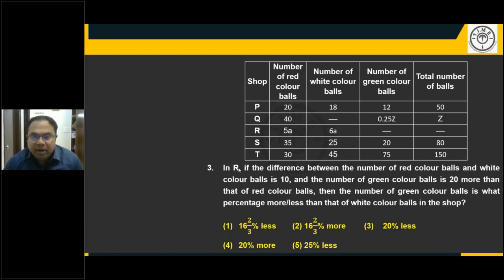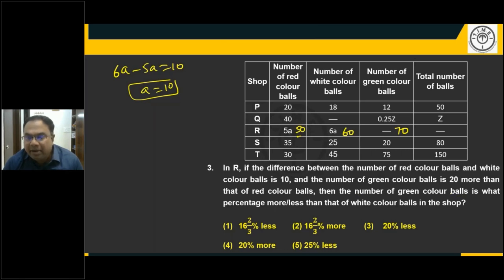Fine. In R, the difference between number of red color balls and white color balls is 10, and the number of green color balls is 20 more than red color balls. Difference 10 means 6a minus 5a is 10, so a is equal to 10. A 10 means this is 50, this is 60. Green color balls 20 more than red color balls. So if this is 50, green should be 20 more, 70.